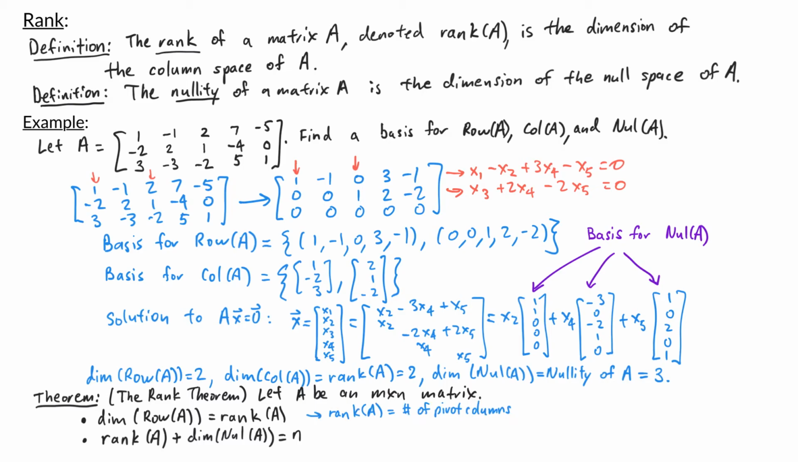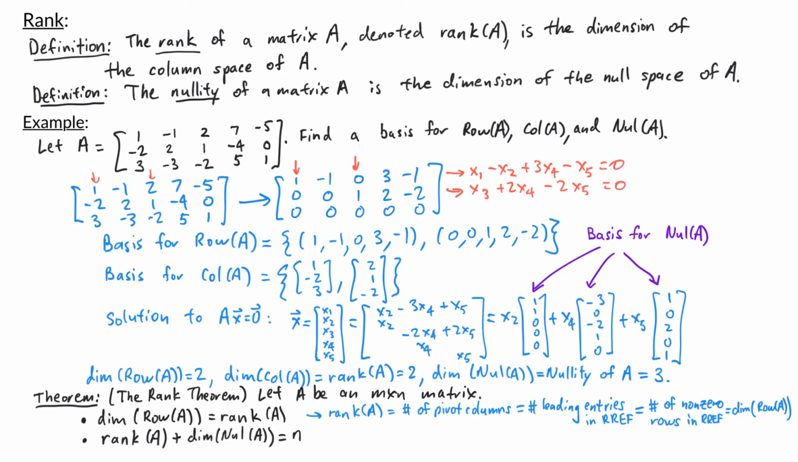The rank of A, which is the dimension of the column space of A, is equal to the number of pivot columns in your matrix. Now we have a pivot column for each leading entry in our reduced row echelon form. And the number of leading entries is the same as the number of non-zero rows in the reduced row echelon form of the matrix. And the number of non-zero rows is the dimension of your row space.